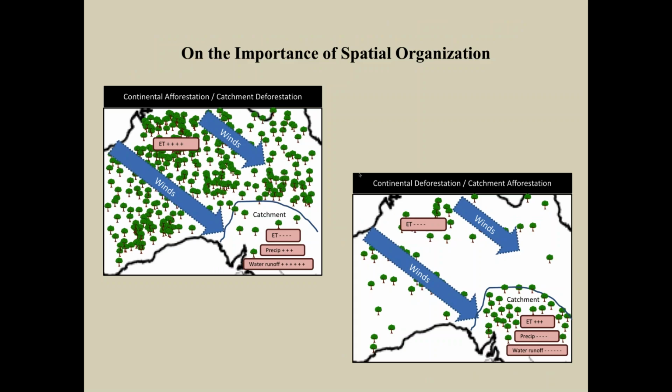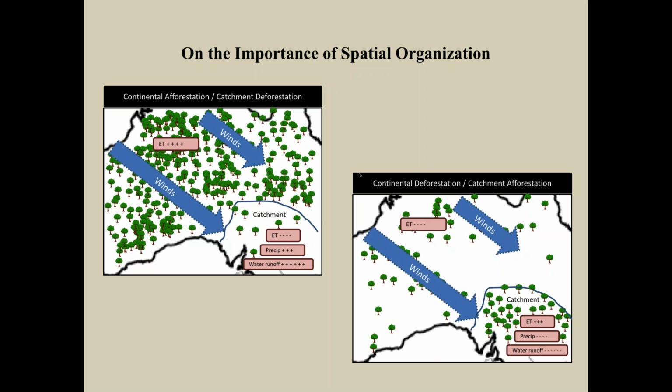Now, I'd like to try and emphasize this idea of spatial organization with two examples. In the first one on the left, we have the situation where we decide to afforest the upwind continent and deforest the catchment on the right. And we produce, as a result, more evapotranspiration over the upwind continent. That has a positive impact on precipitation in the catchment, and essentially on water runoff in the catchment in particular, because we've also deforested the catchment. But of course, the other consequence is that we have less evapotranspiration going out of the catchment, and that may be important to downwind users. So you have to be able to think about these relationships in a larger landscape framework.